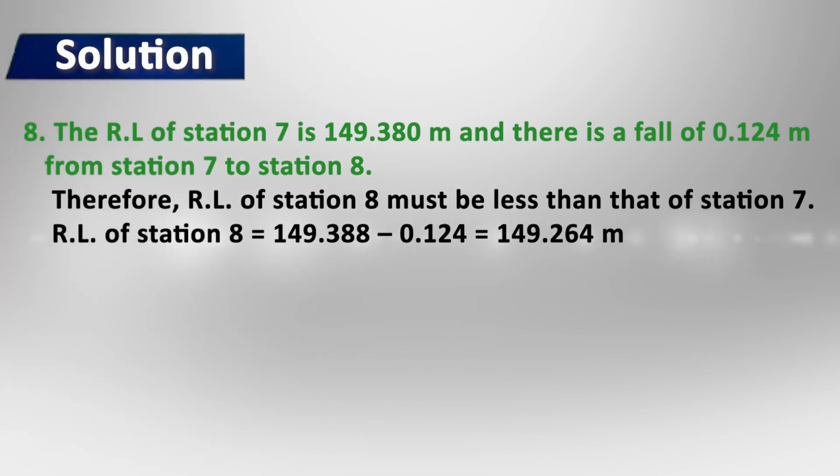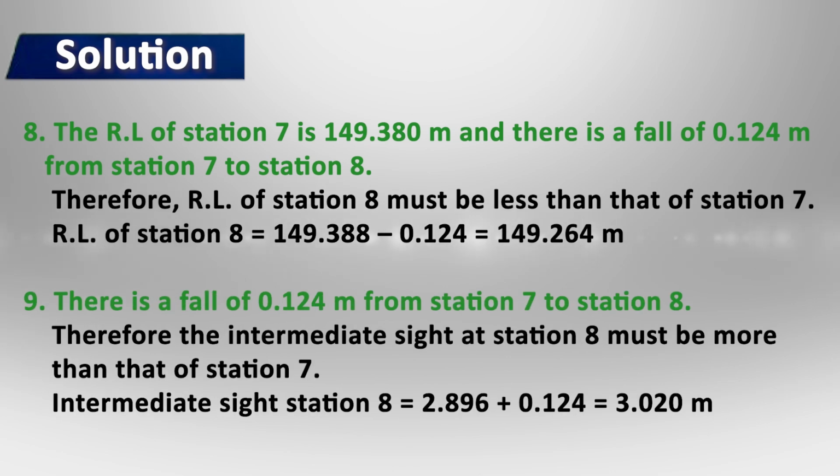Next, the reduced level of station 8 is missing. The RL of station 7 is 149.388 meters, and there is a fall of 0.124 meter from station 7 to station 8. Therefore, the reduced level of station 8 must be less than that of station 7. So, the reduced level of station 8 would be equal to 149.388 minus 0.124, which is equal to 149.264 meters.